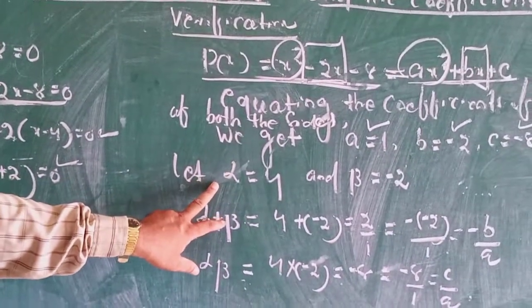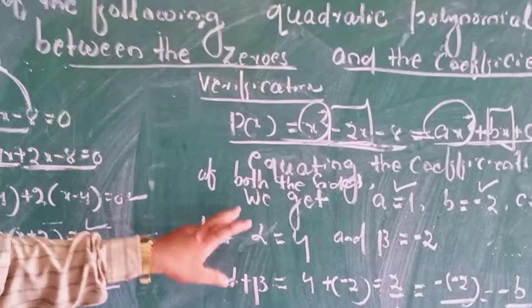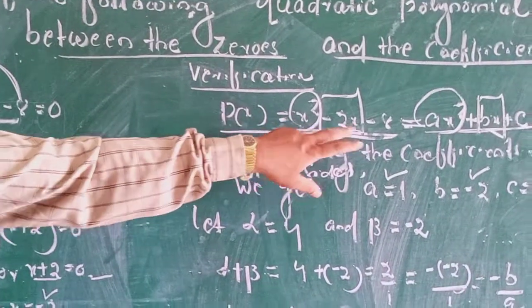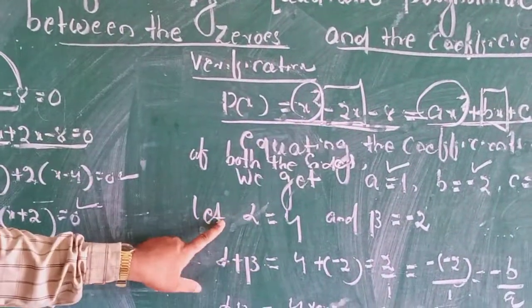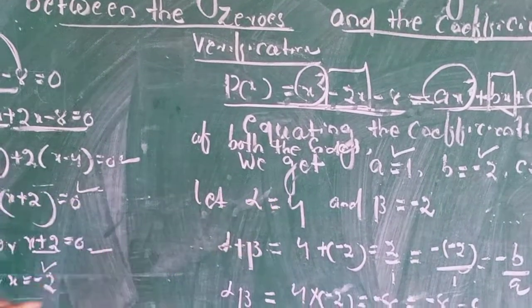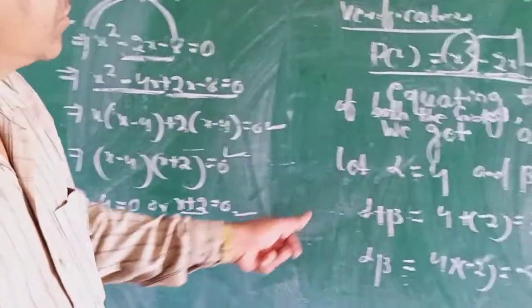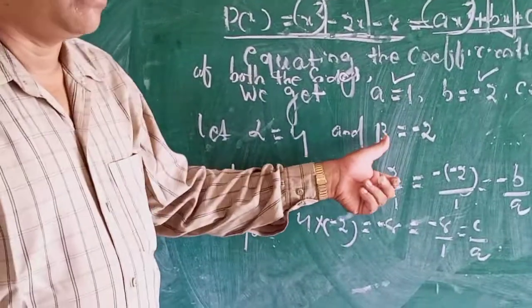Let alpha and beta be the two zeros of the quadratic polynomial x square minus 2x minus 8. The two zeros are 4 and minus 2, so let alpha be equal to 4 and beta be equal to minus 2.